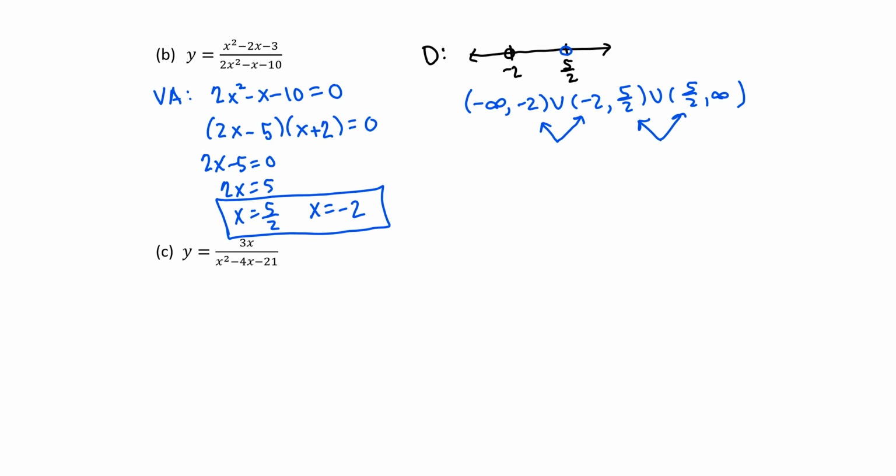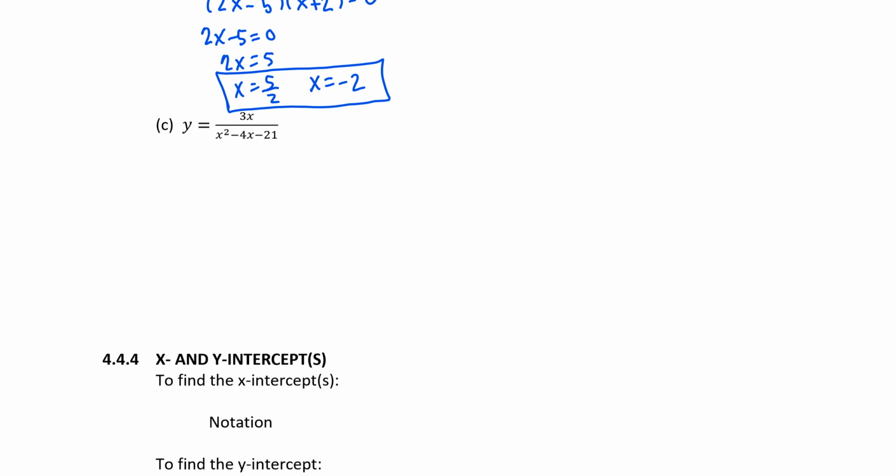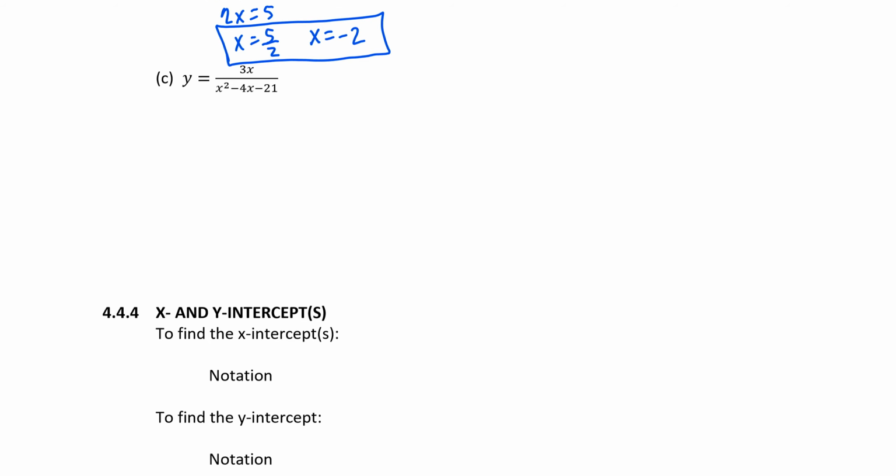This graph has two vertical asymptotes. Notice there are three parts to the domain. So this graph would actually have three branches divided up by those two vertical asymptotes. Let's try that one more time on example C.